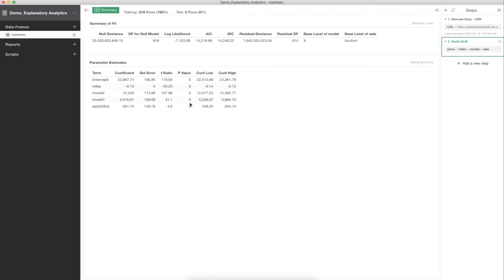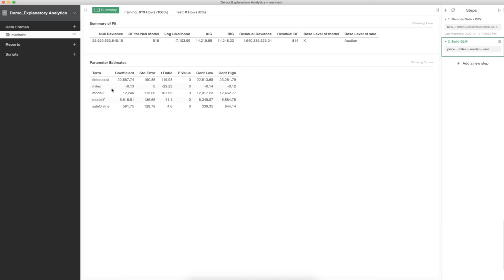Now, once we see that our p-values are significant, the next thing we're going to pay attention to is the size of the effects for each of these variables. First note that the intercept value is 22,887.74. The intercept value of 22,887.74 is the mean value of the y-axis when all the independent variables, miles, model, and sale, are 0.